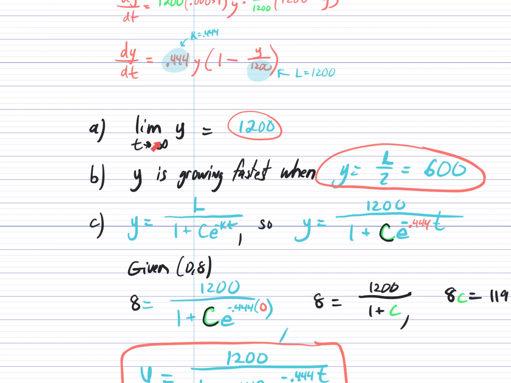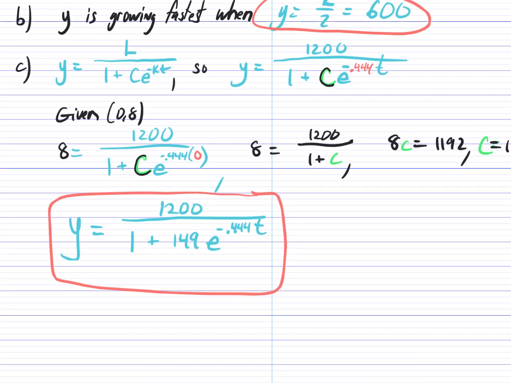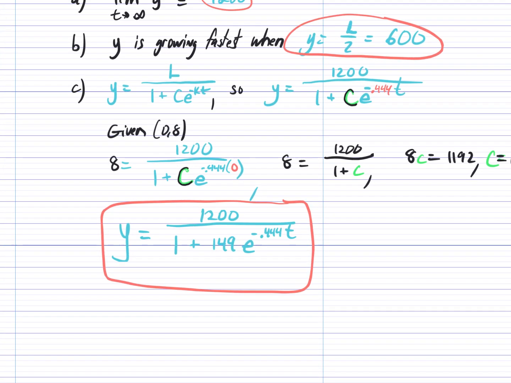As t approaches infinity, the limit of the y is the maximum, 1200. When are we growing the fastest? When y is half of its max, 600. What's the equation? The maximum value over 1 plus c e to the negative k, and k is 0.444 t. We have to find that constant, so we're going to use when t is 0, y is 8, and very quickly we find that c is equal to 149, and we're done.